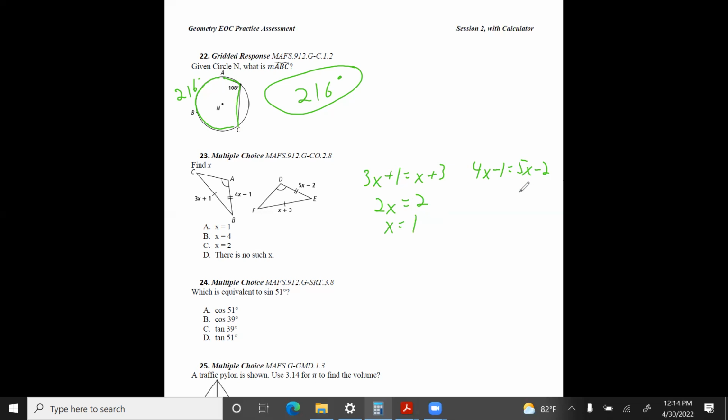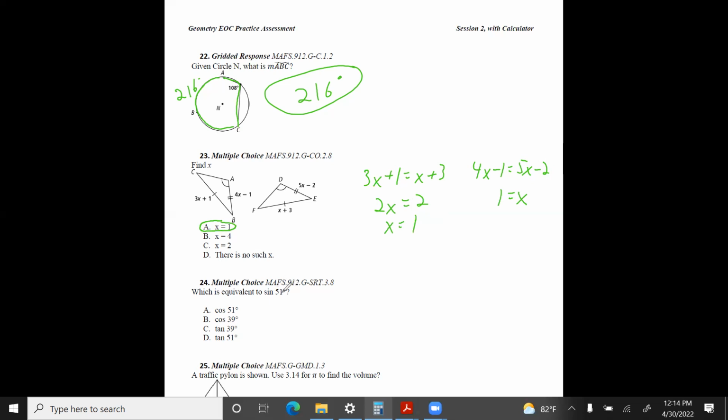Let's check to see if the other one works out the same. Subtract 4x from both sides, that leaves us with just x on the right side. Bring the negative 2 over by adding 2, and that's going to give us a positive 1. In both cases, x equals positive 1. They gave us a lot more information than we really needed there.